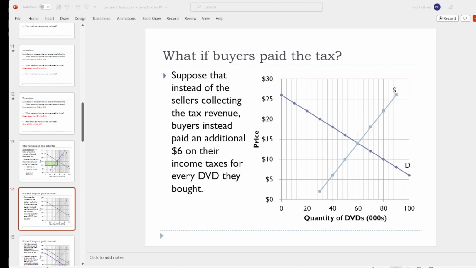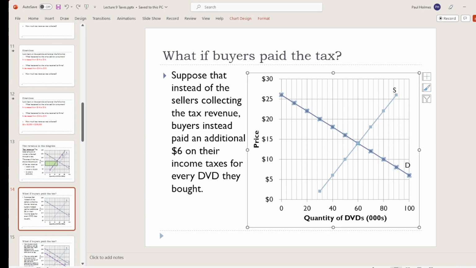Now, let's suppose that we were thinking the amount that was going to be traded was still 60,000. The demand curve immediately tells us that that can't be right. It can't be right that the price is going to stay at $14, right? Because at $14, our buyers want to buy 60,000 DVDs, but that $14 is the total price that they pay, including the $6 tax.